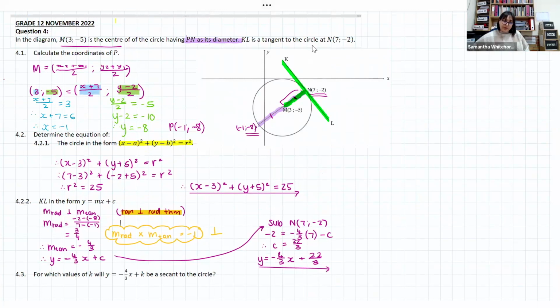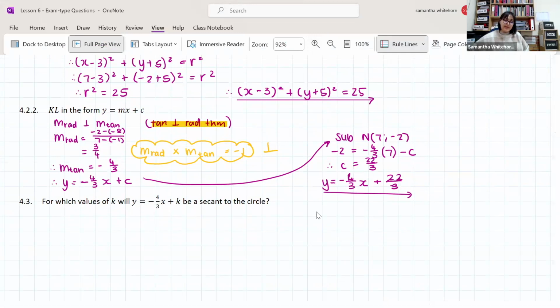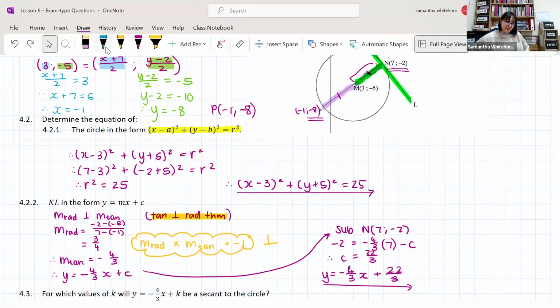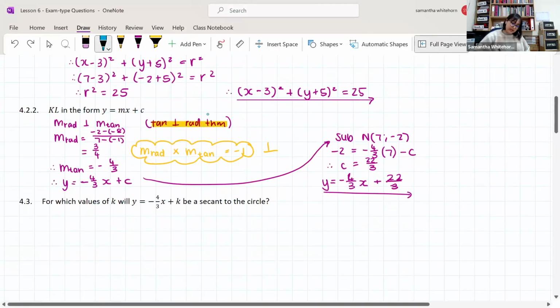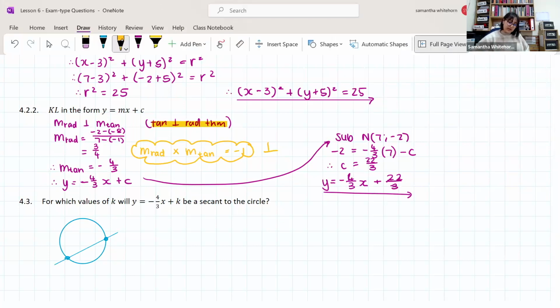All right, so 4.3 says to us, for which values of k will y equals -4/3x plus k be a secant to our circle? Okay, so let's establish what this actually means. A secant to a circle is where a line passes through your circle twice. What we have at this current moment in time is a tangent to our circle.